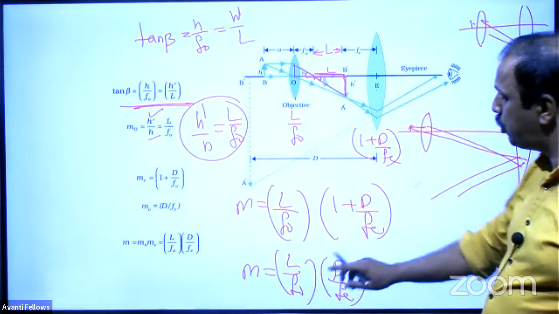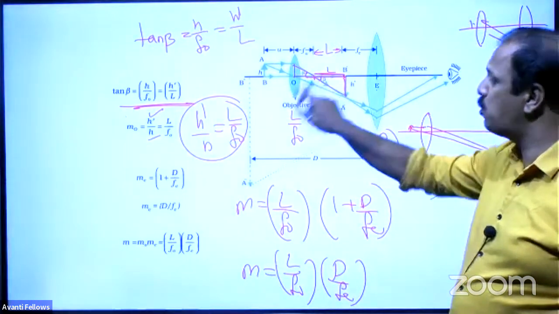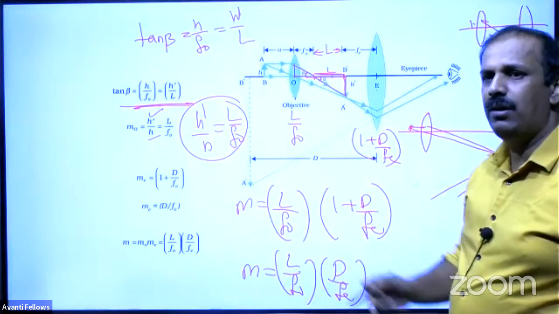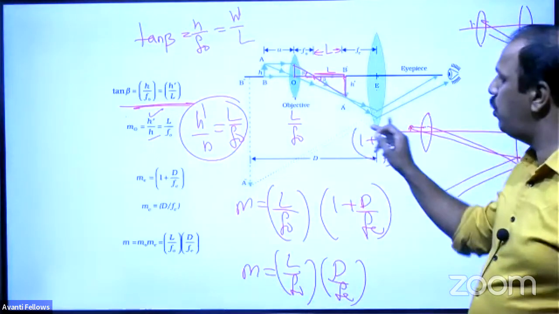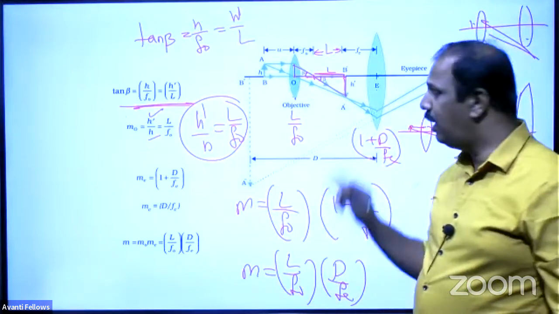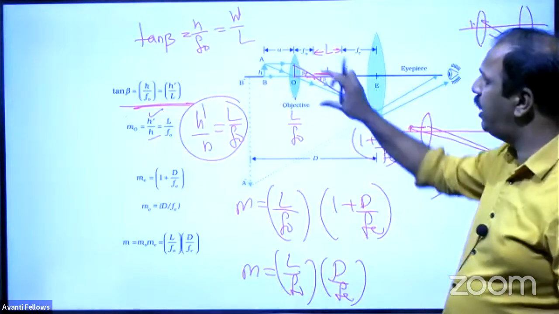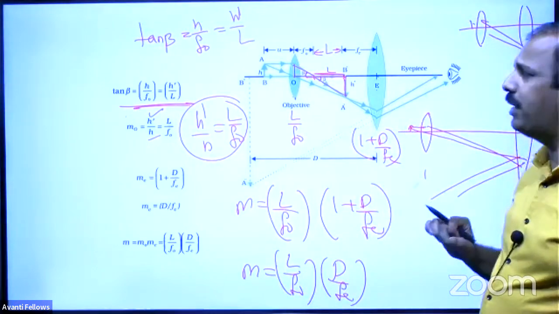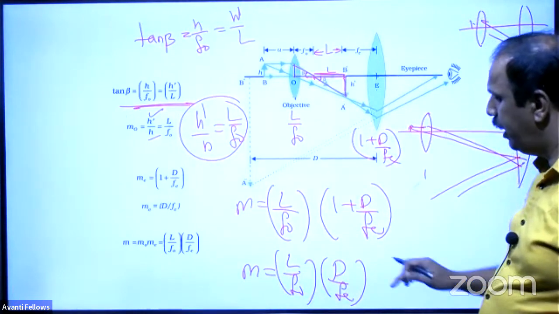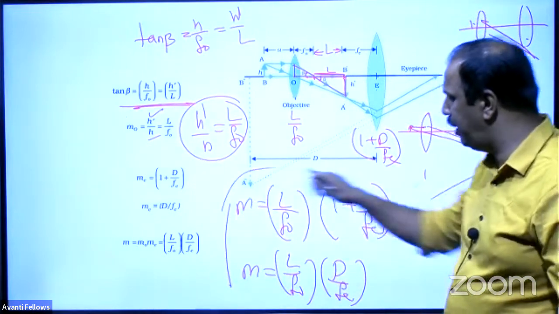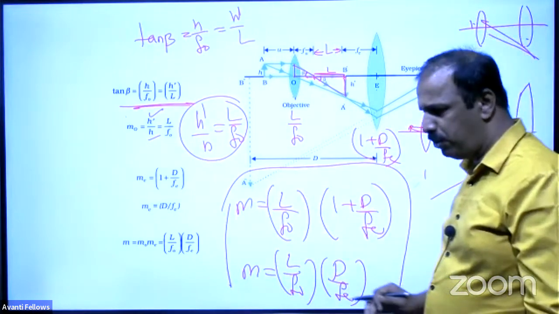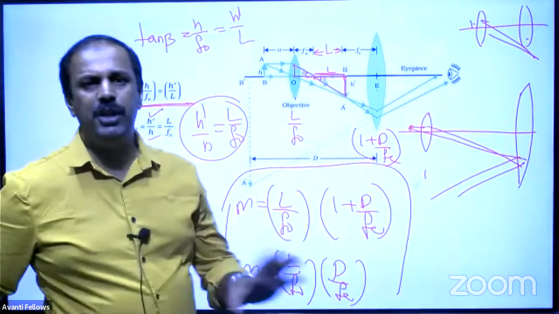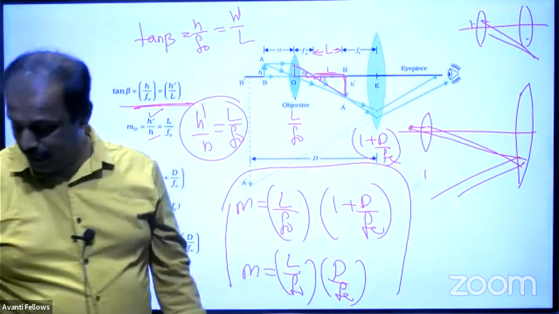One more thing is that both should be small, and this objective should be comparatively smaller again. That we'll discuss later. And you see here, this size is very small. So when that question comes, you will understand that one. Anyway, this one you should know, the derivation and this diagram. Okay, that's about the microscope.